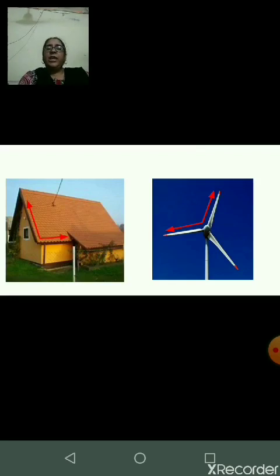Now we will see the second slide. In the second slide, what do you see in the first picture? Yes, you can see the roof of a house. Very good. Can you see the red line showing the arrow mark of an angle? Yes. Which angle is formed on the roof of a house here? Yes. It is which angle? Right angle. Very good.